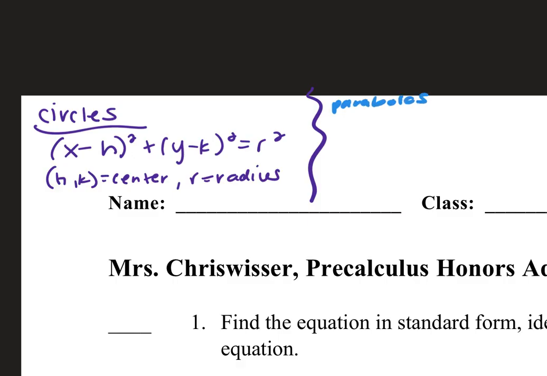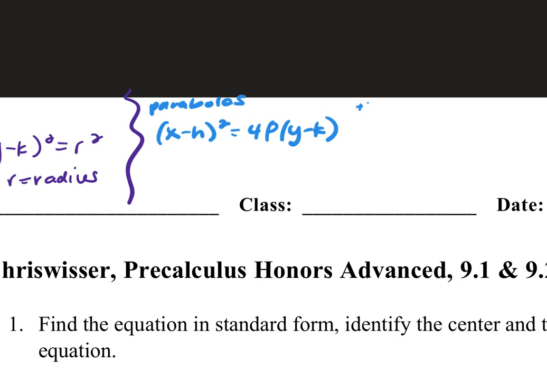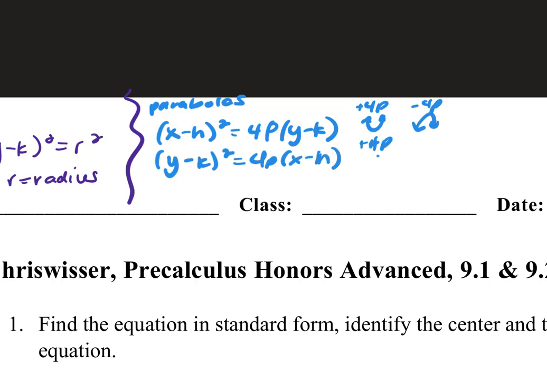There are 2 types of parabolas within the conic section. The vertical, in which your x is squared: x minus h squared equals 4p times y minus k. A positive 4p opens it up, and a negative 4p opens it down. And then a horizontal one: y minus k squared equals 4p times x minus h. A positive 4p opens it to the right, and a negative 4p opens it to the left.